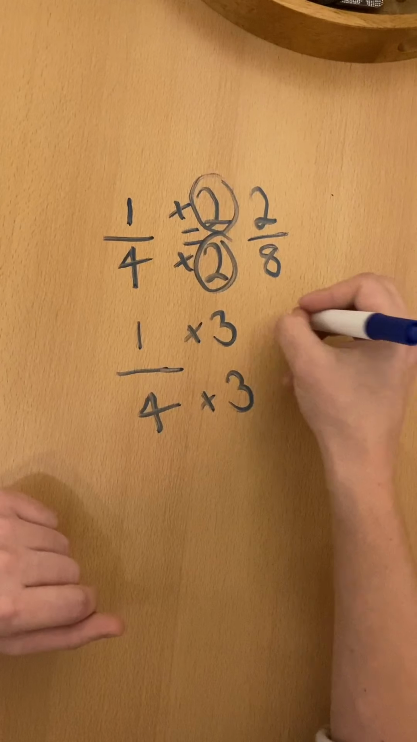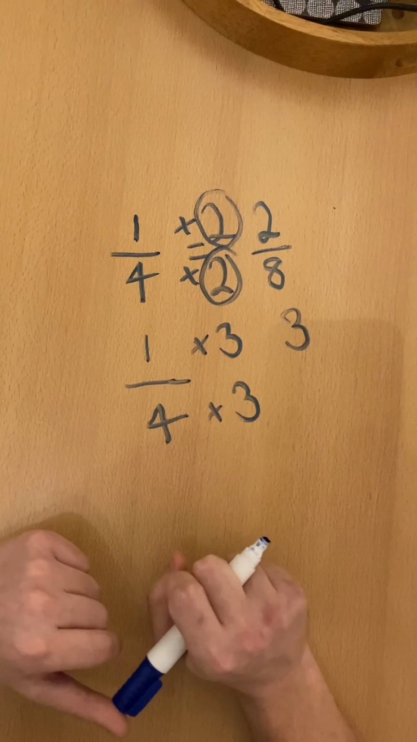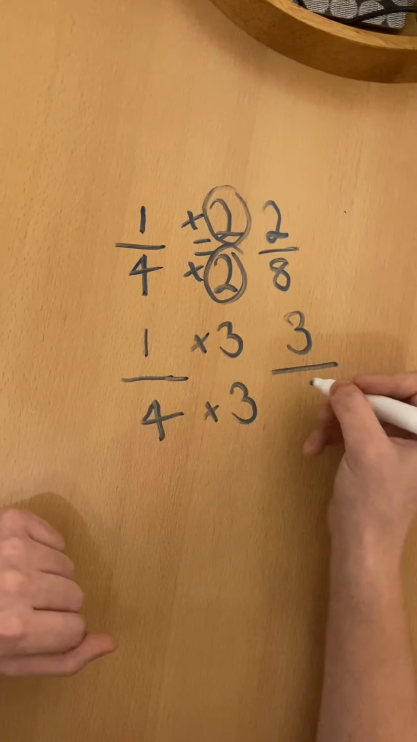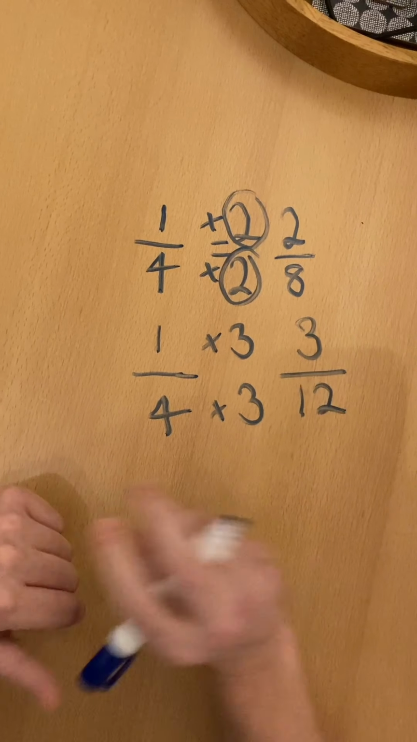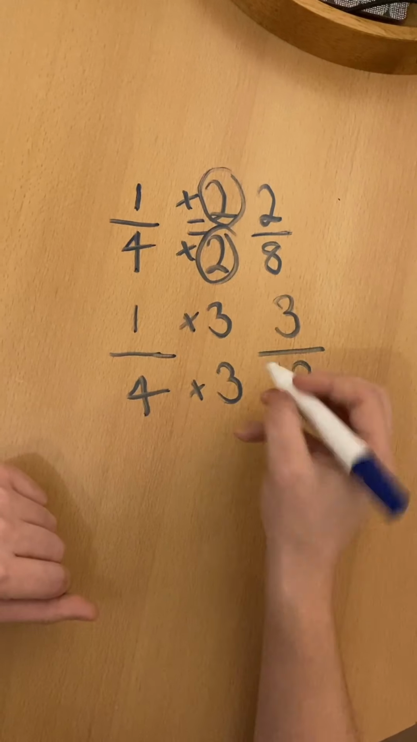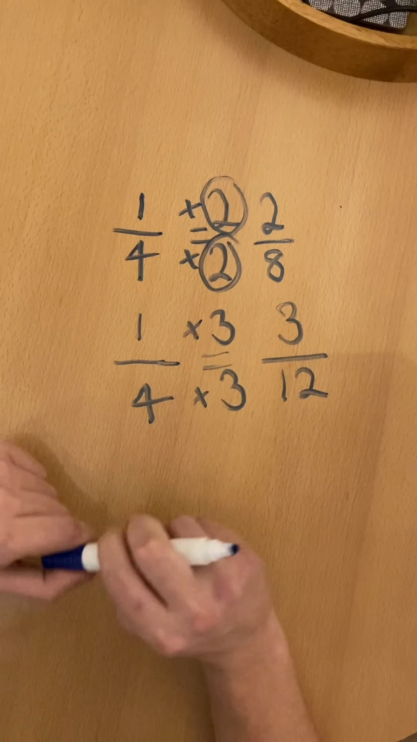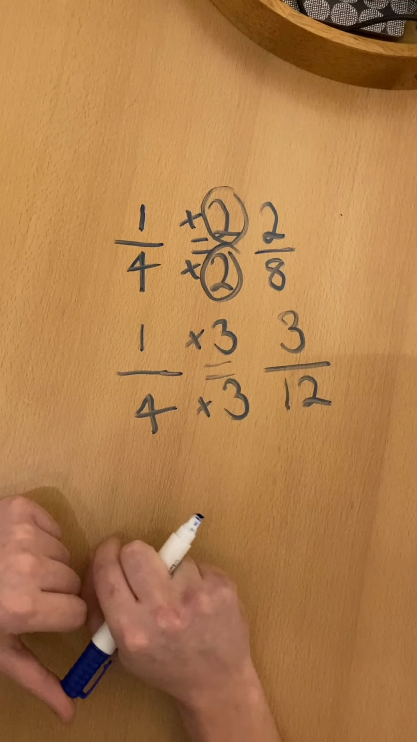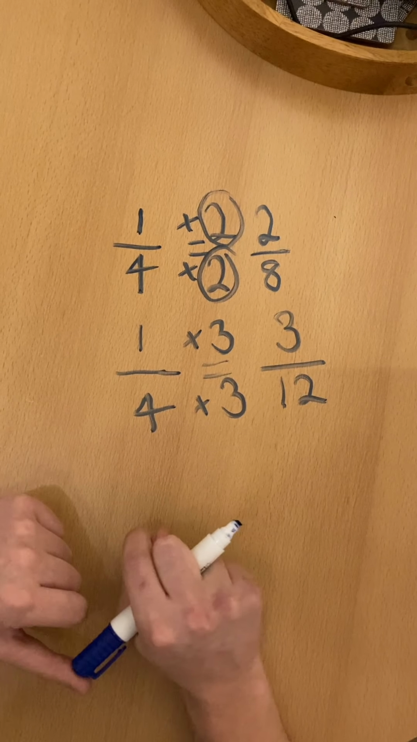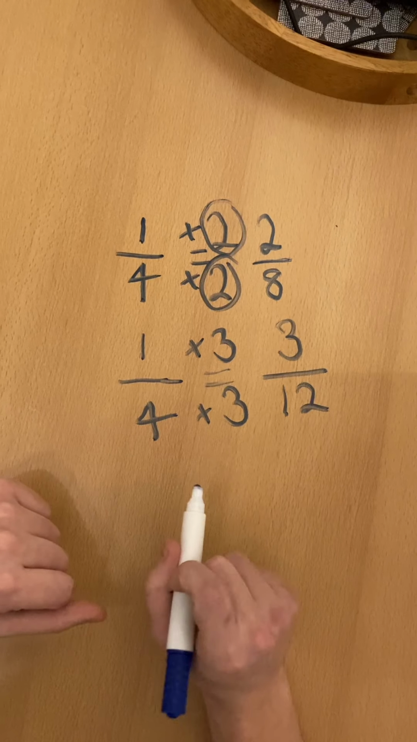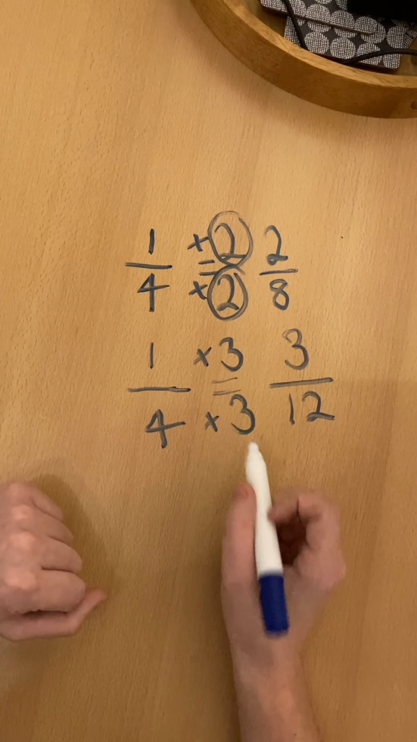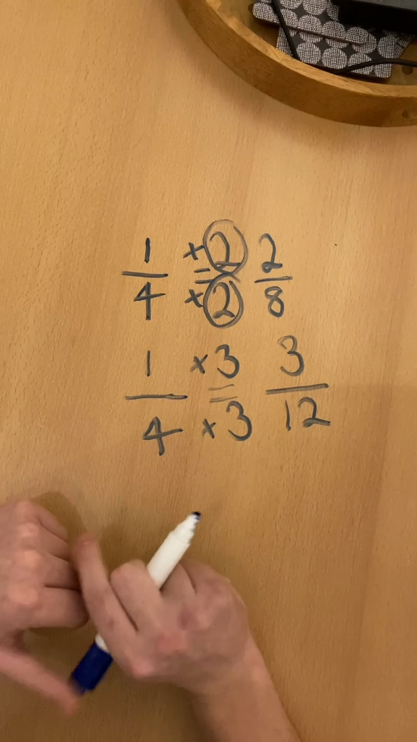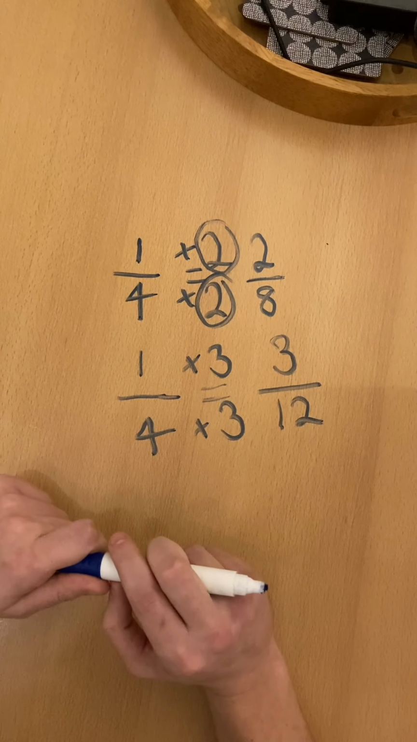1 times 3 is 3, so my new numerator is going to be 3. And 4 times 3 is 12, so my new denominator is going to be 12. We now know that 1/4 is equivalent to both 2/8 and 3/12. Now, as I said before, the factor can be any number, but you need to do the same to the numerator as you are doing to the denominator. That is how you find an equivalent fraction.